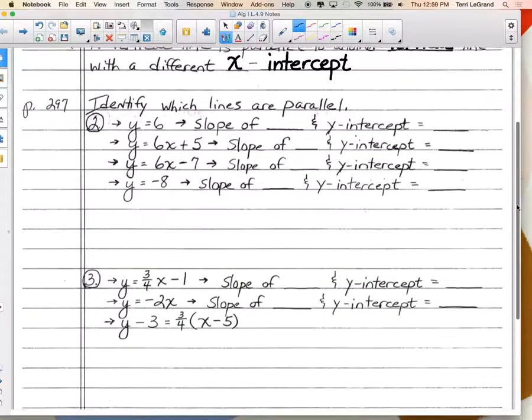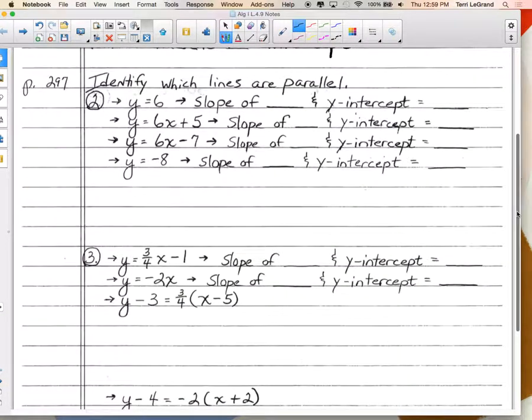Okay, on page 297, everybody go to problem number 2. Look at the directions for that set of problems. Ask you to have your books open to page 297. What do the directions say you're supposed to do for problem number 2? Identify which lines are parallel.